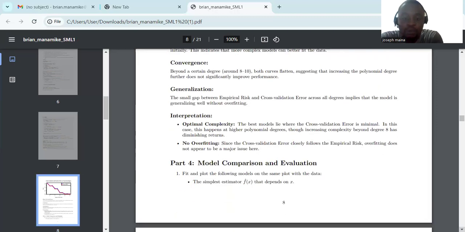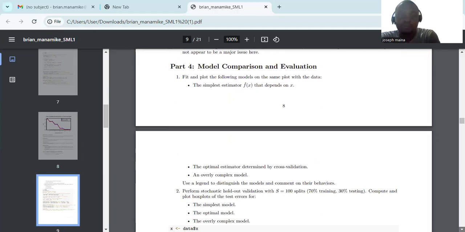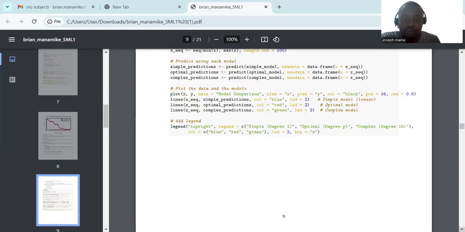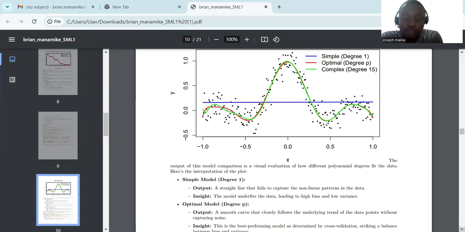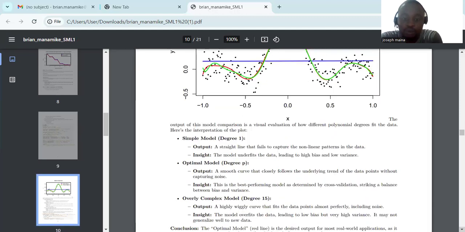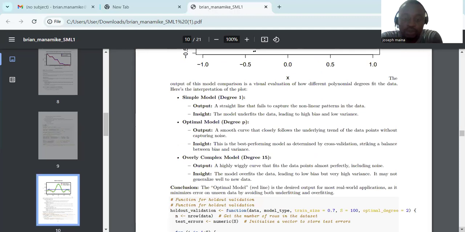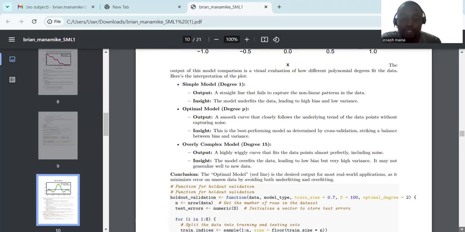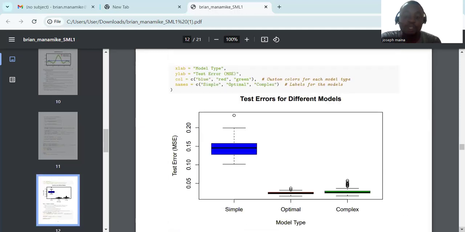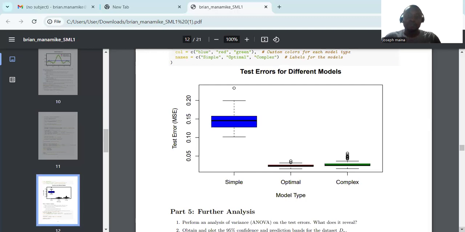On model comparison, I compared the simple and optimal models, and I found that the optimal one of degree p was the one which was smooth. As I concluded, the optimal model is the desired one for most real-world applications as it minimizes errors on unseen data. Thank you very much. Much is included in my PDF and also my R script. I thank you.